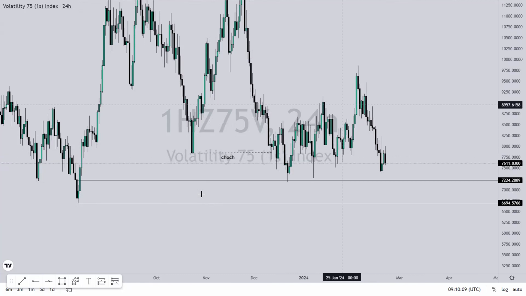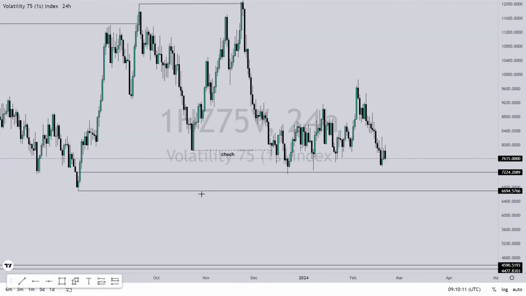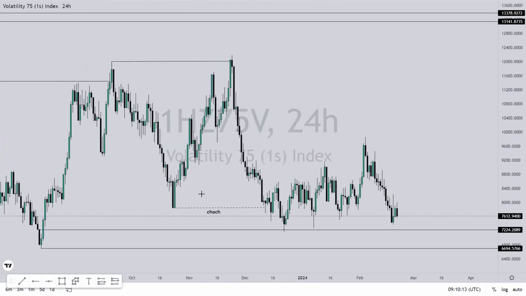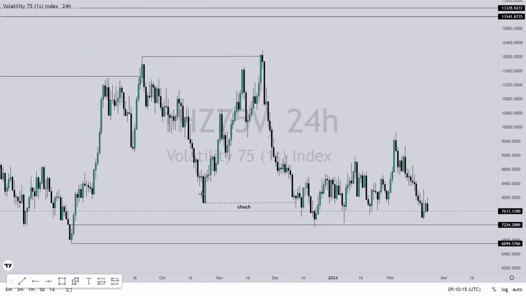Now, to me, when this change of character formed, because remember, I trade liquidity, I trade inducement, I was looking out for the market to come into this sponsored candle and give me a very good reaction. But in as much as I was looking at that, after we had this change of character, I noticed that the market has not done a deep retracement into this area yet.